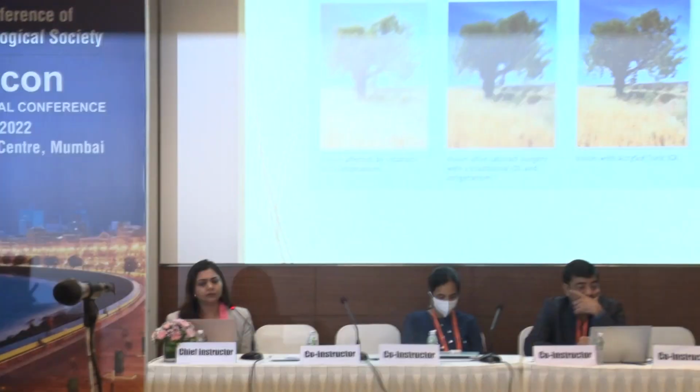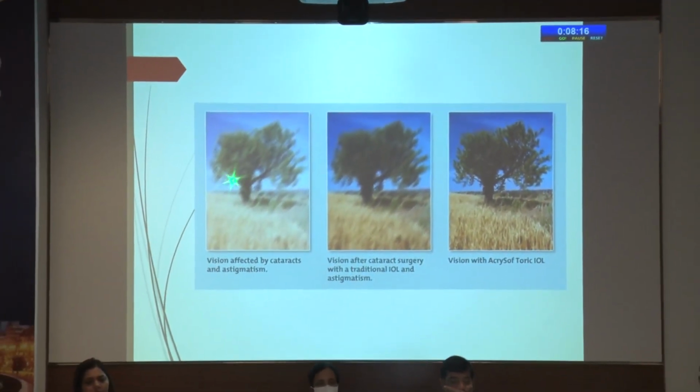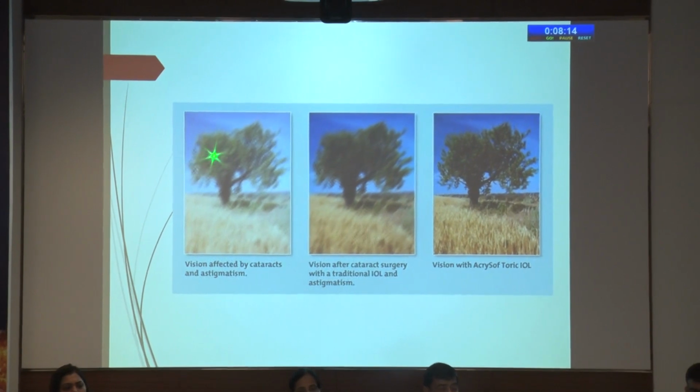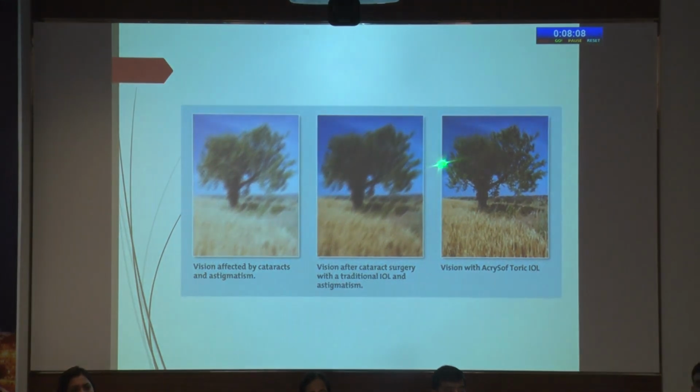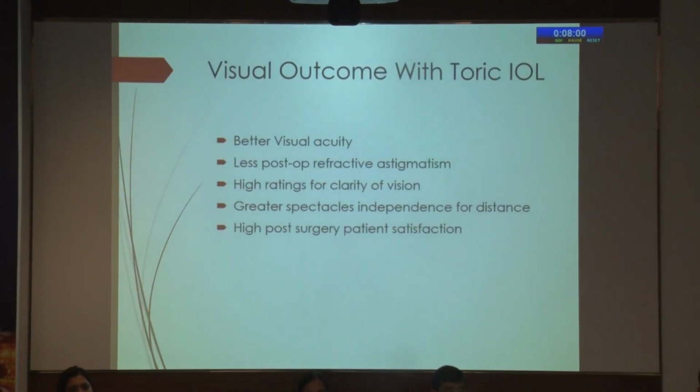And if you see this picture, this is a schematic diagram where a patient has astigmatism and cataract, where if the cataract is corrected, his vision is improving, but the clarity is not. And if a toric IOL is put, you can address both the factors, patient getting pristine clear vision. So it has been shown that visual outcome with toric IOL results in better visual acuity, less post-op refractive astigmatism, higher rating for clarity of vision, greater spectacle independence for distance, and also for near if you are doing multifocal toric, and also high post-surgery patient satisfaction.